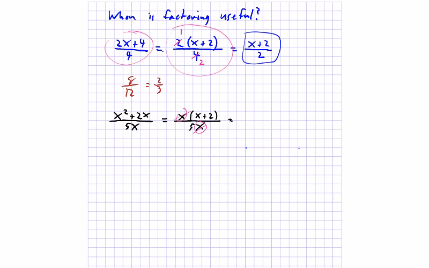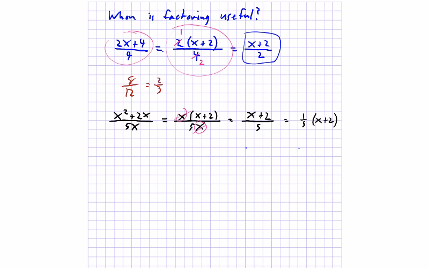We can say that the fraction we started with, an algebraic fraction, would be equivalent to the quantity x plus 2 over 5, which could also be written other ways, like 1/5 times x plus 2. So those are all equivalent to each other.